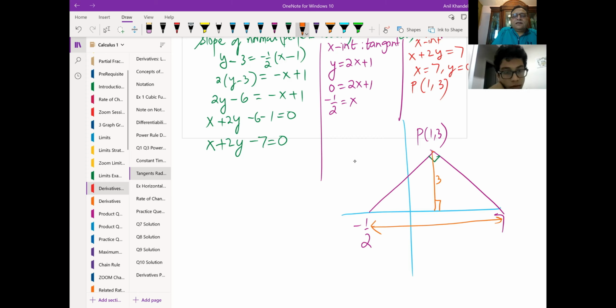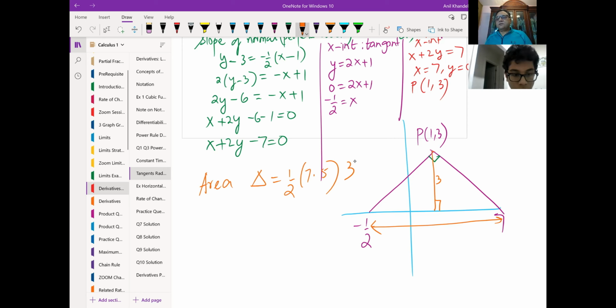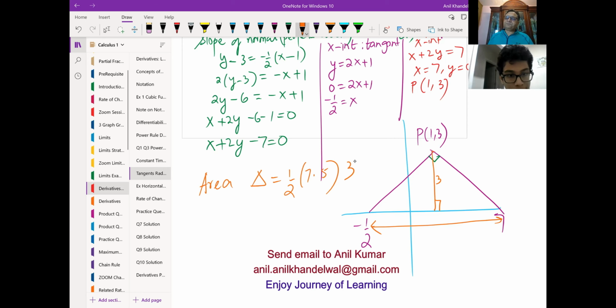So the area of this triangle is half of base, which is 7.5, times height 3. You get the idea. So that is how we can find the area of this triangle. This is an excellent question which is asked in test papers.